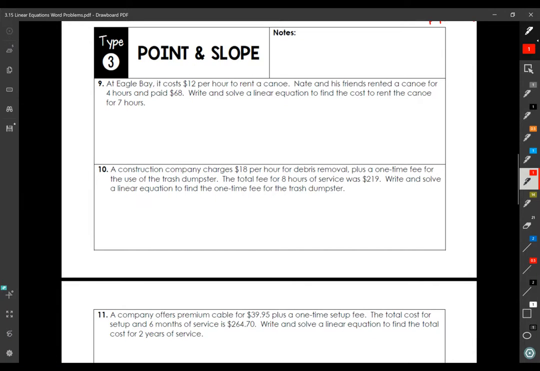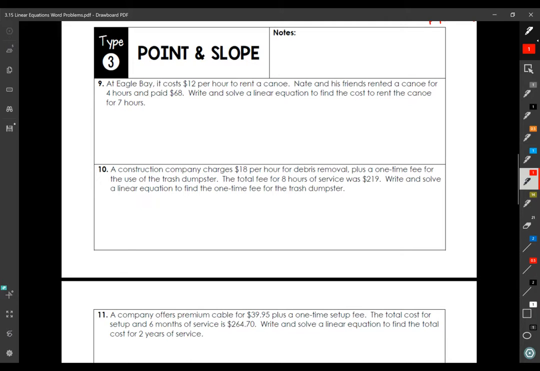Okay, I'm back. Lesson 3.15, continuing with our word problems. In the first part of this lesson, I went over type 1 and type 2 word problems, where type 1 was if we were given the initial value and the slope, and type 2 was where we worked with a standard form equation. Now we're going to look at a third type of problem we might come across.